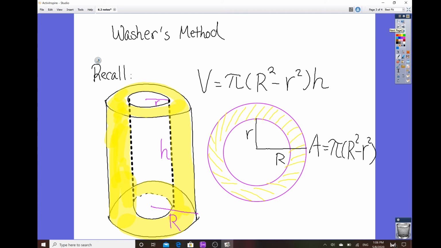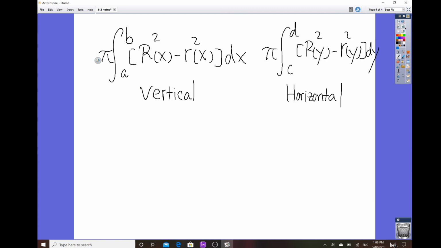In terms of the washer method in calculus, the way to apply this is an integral from a to b of big R of x quantity squared minus little r of x quantity squared, times pi and dx. If it's a horizontal one, it's an integration from c to d of capital R of y quantity squared minus little r of y quantity squared, times pi and dy.